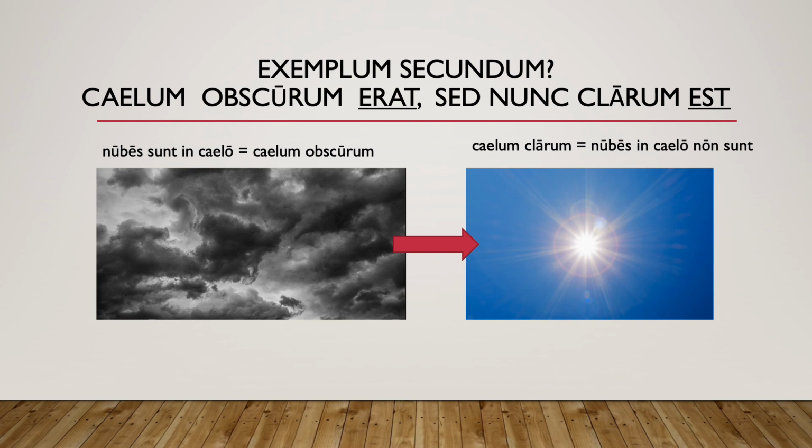Okay, what am I trying to say here? You tell me. Okay, caelum obscurum erat means it used to be cloudy, but it's not now. Nunc clarum est, now it's clear.